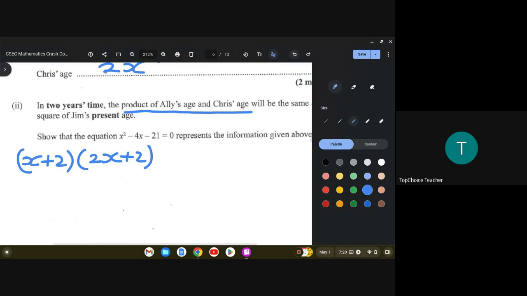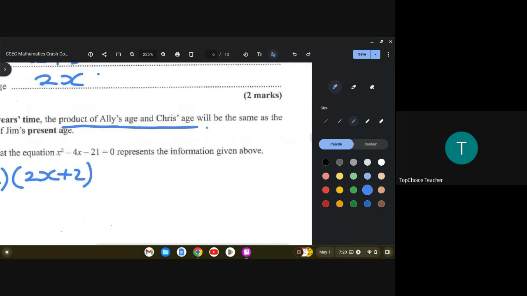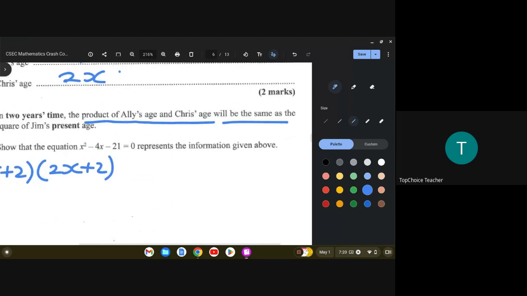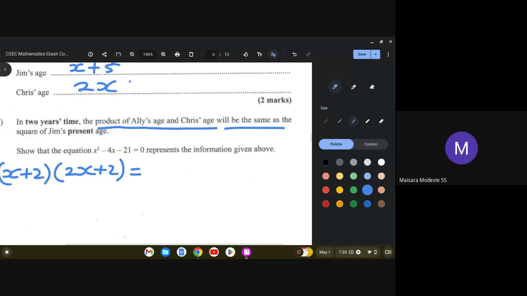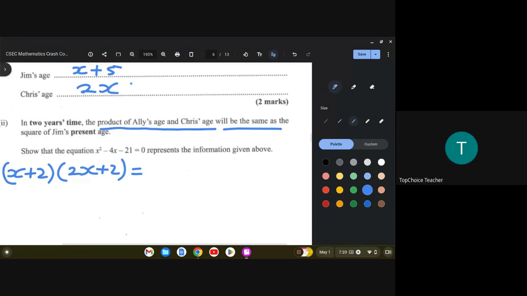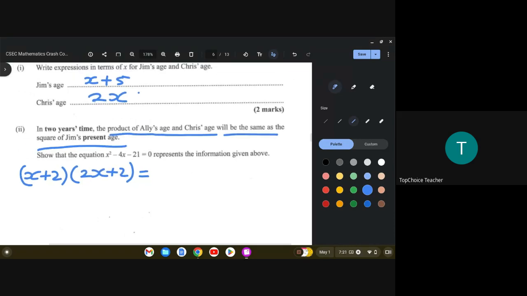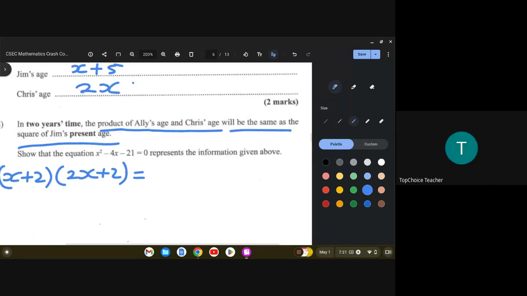Well, let's just continue reading. It will be the same. What does same mean? What symbol could we put here? An equal sign. It will be the same as the square of Jim's present age. What is Jim's present age? x plus 5. So you're going to square x plus 5, and you can write it as x plus 5 squared.